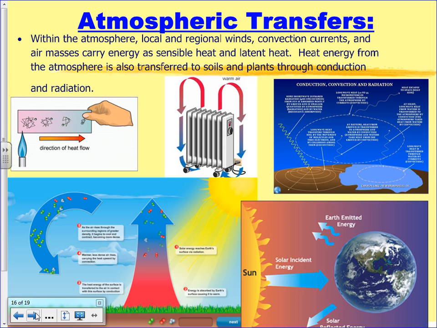Atmospheric transfers. Like we said, the biggest place where energy is transferred on Earth is within the atmosphere because it's the most fluid and it's in contact with everything. And it uses this form of heat transfer, convection. Convection is the movement of fluids as a result of differences in temperature. So hot air rises, cool air descends. That is the simplest example of convection.